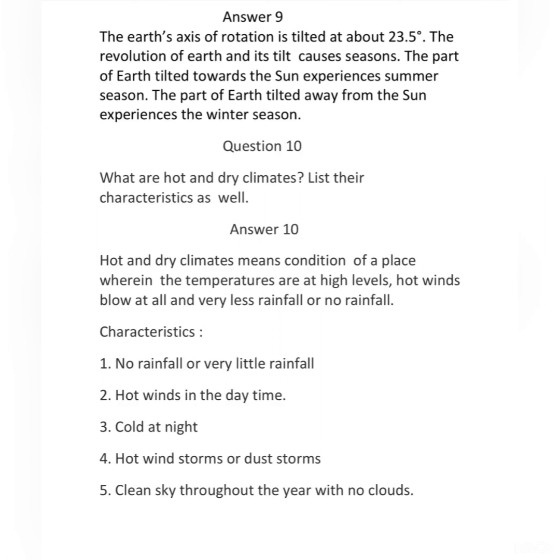Hot and dry climates mean the condition wherein the temperatures are at high levels, hot winds blow, and there is very little rainfall or no rainfall. Characteristics: no rainfall or very little rainfall, hot winds in the daytime, cold at night, hot windstorms or dust storms, clear sky throughout the year with no clouds.